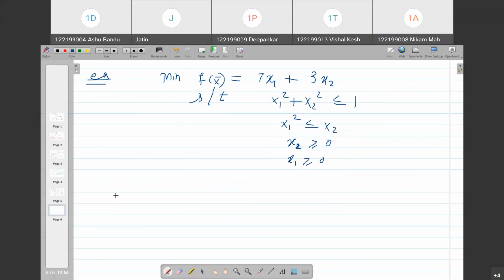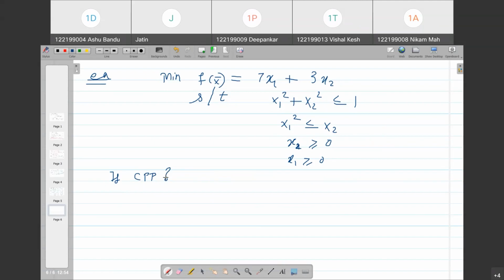I want to check whether this is a CPP. You can see that this is not an LPP. Is this an LPP? The answer is no, because the constraints are not linear. So this is an NLP. Is this NLP a CPP? That's the question. You want to check whether f and gi's are convex or not.